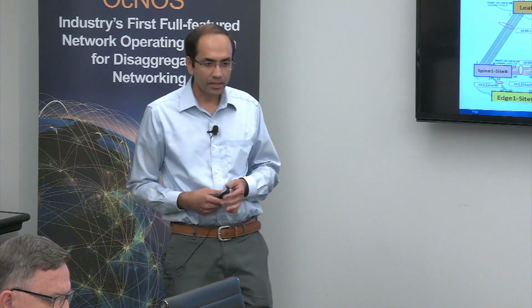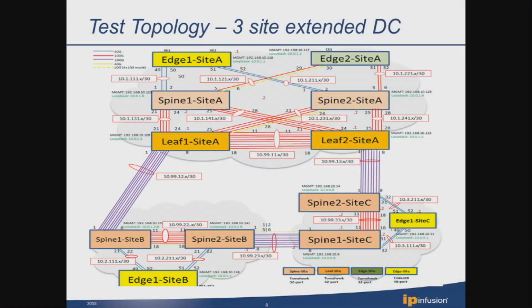So again, this is not the real topology. It's a 3-site representation of the actual network. So if you were to expand this to 10 sites, essentially this is the basic architecture.